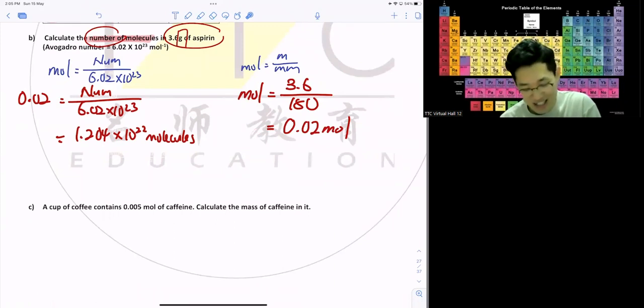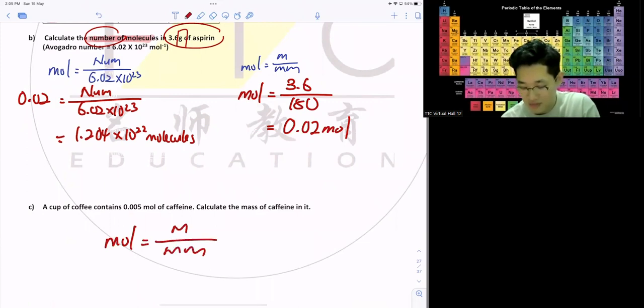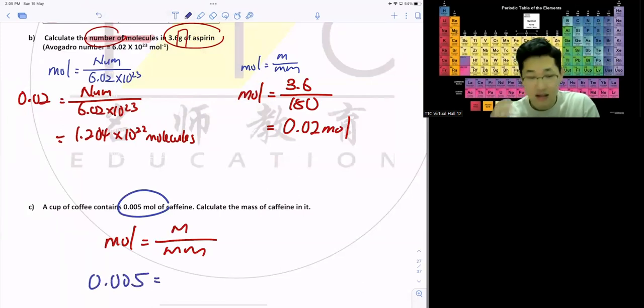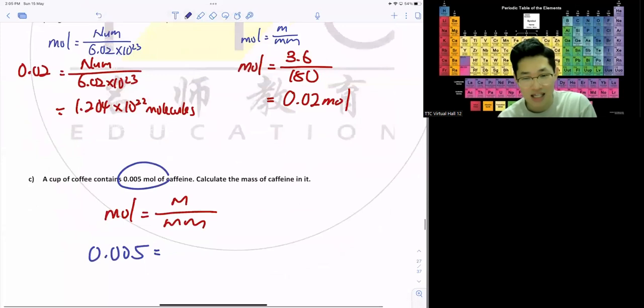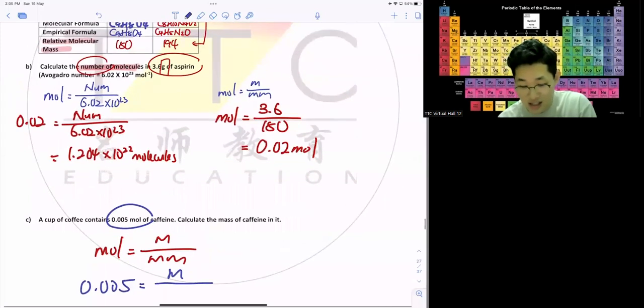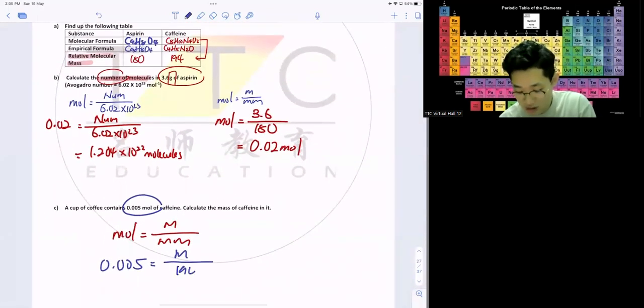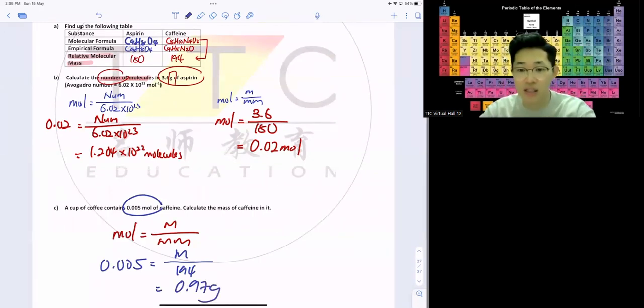A cup of coffee, okay, nice, contains 0.005 mole of caffeine. Calculate the mass. Yeah, you see? After you have done a few questions, you'll realize very easy. Whatever number given, you just sub. As long as you are able to sub into the correct formula, you will get the answer. What's that? Oh, caffeine. Sorry, caffeine is 194. So 0.97. Thank you.